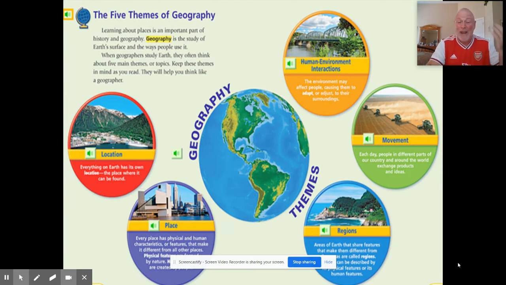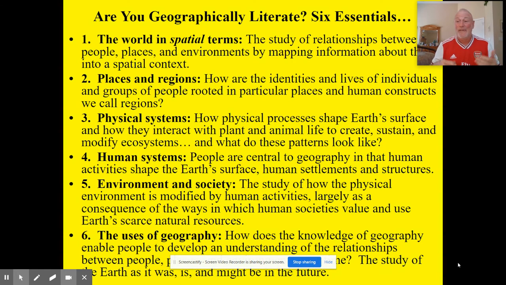Okay, we're back. And 5 themes of geography. You had a chance to look at location and place and human-environment interaction, movement and regions. Here's a little bit of a different take on that. But I want you to notice how much of the 6 essential elements of geography really just mirror those 5 themes, right?